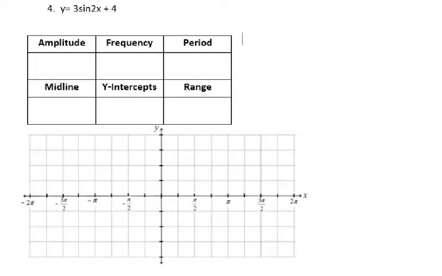For our final graph, we have y is equal to 3 sine of 2x plus 4. So we can fill out our amplitude, frequency, period, and midline using our A, B, and C values. So I'll get an amplitude of 3, a frequency of 2 curves in 2 pi. My period is 2 pi over my B value of 2, so I get pi.